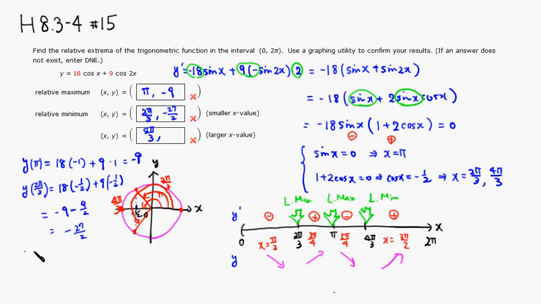Alright, so we can do y of 4 pi over 3. So 18 times cosine of 4 pi over 3, which is negative 1/2, plus 9 times cosine of 8 pi over 3, which is still negative 1/2. So we're going to have the same value, negative 27 over 2. Alright, so that's that. So let's type it in.